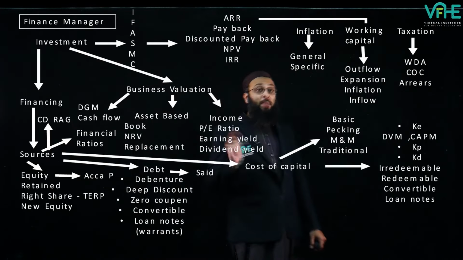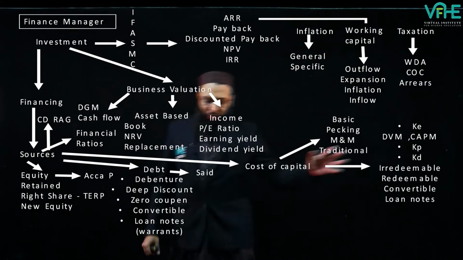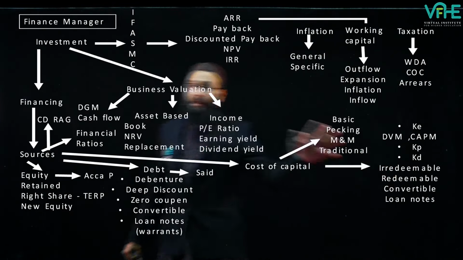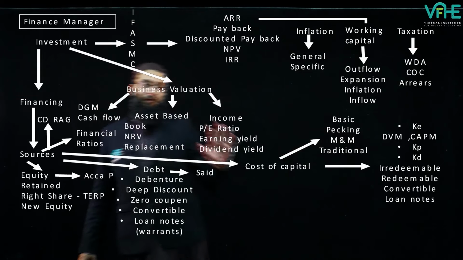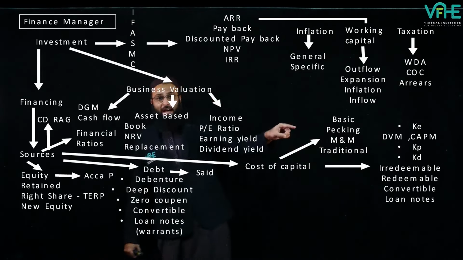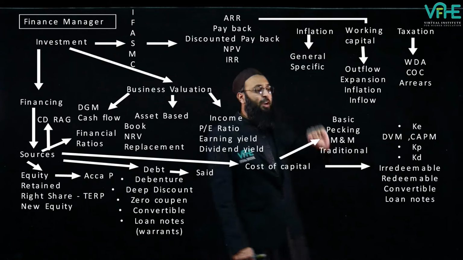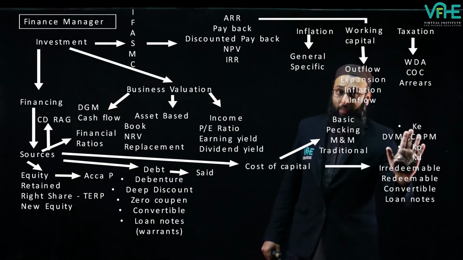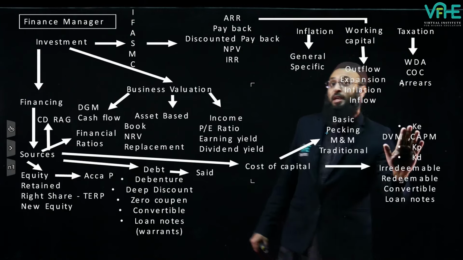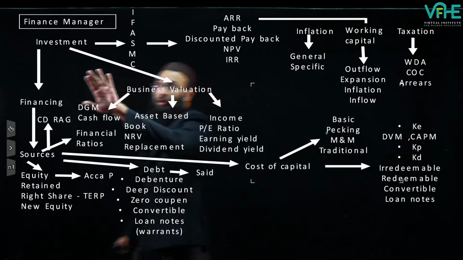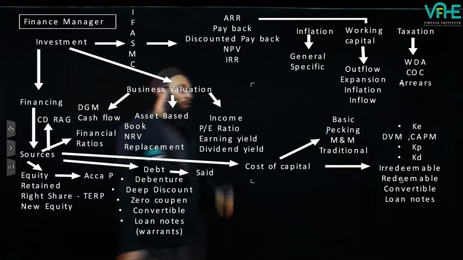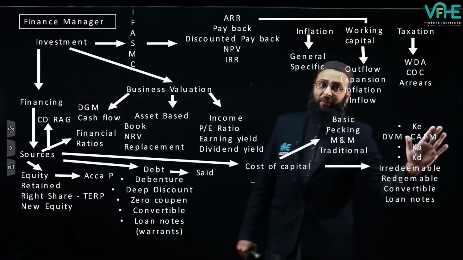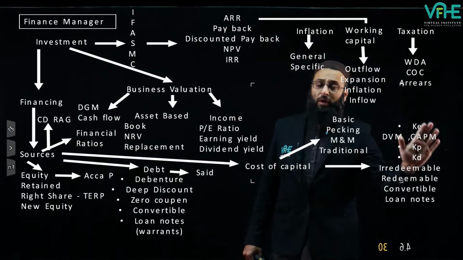Now it's very important that the DVM that you covered earlier and the DVM that you will cover here are totally different, because in cost of capital you were required to work out the cost. But now you will be working out the share price. So in cost, you were given the share price and you used to work out KE.